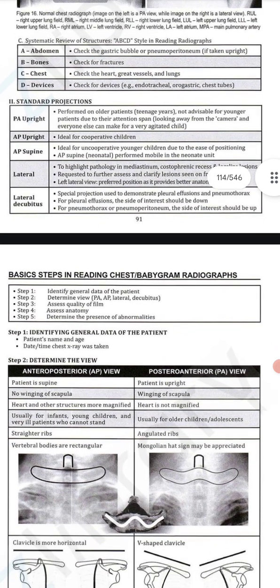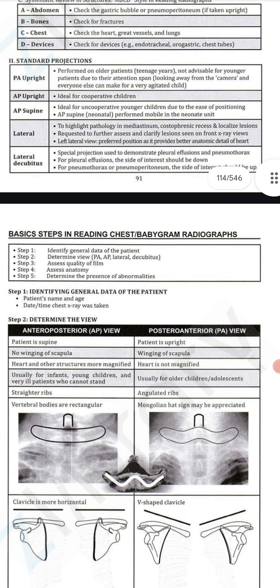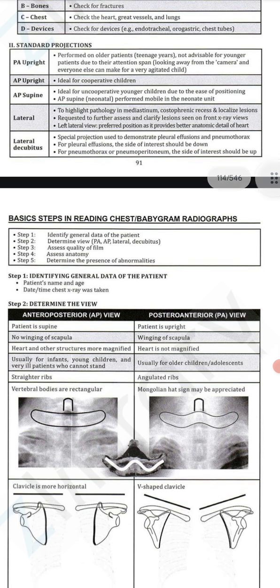Basic steps in reading the chest or babygram radiograph. Step 1 is to identify the general data of the patient. Step 2, determine the view: PA, AP, lateral and decubitus. Step 3, assess the quality of the film. Step 4, assess the anatomy. Step 5, determine the presence of abnormalities.